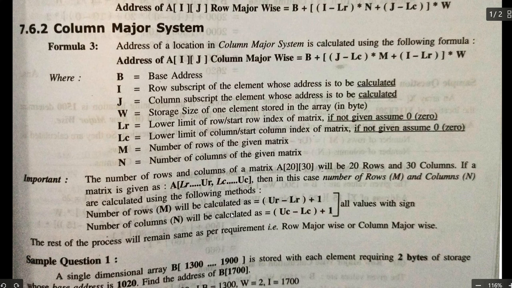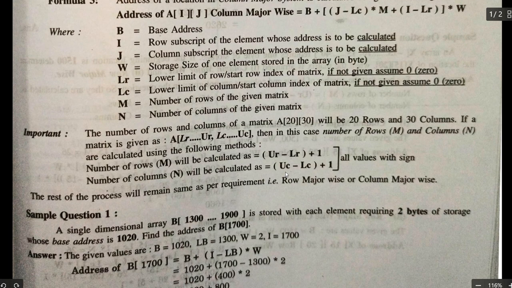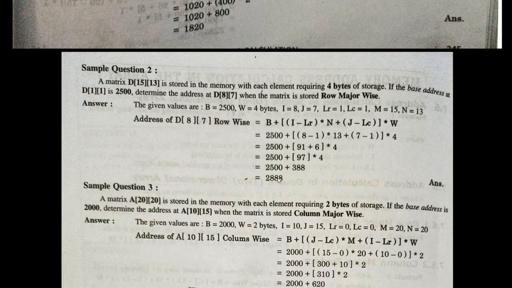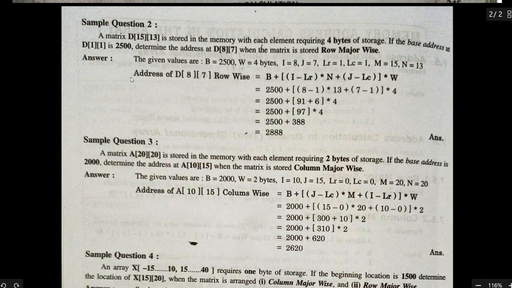So in this way we are able to calculate the value of M and N. The value of N, meaning the number of columns, will be calculated in the same way. Now you can understand this with the help of an example. This kind of question you get in your exam.